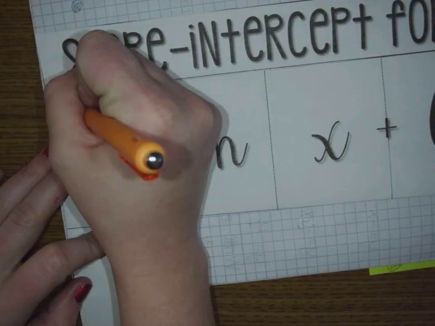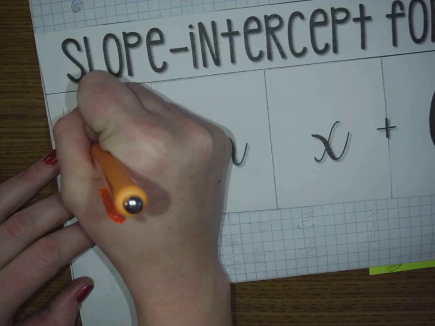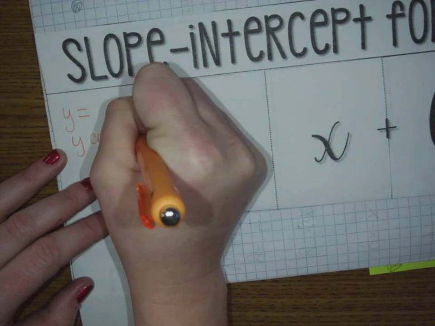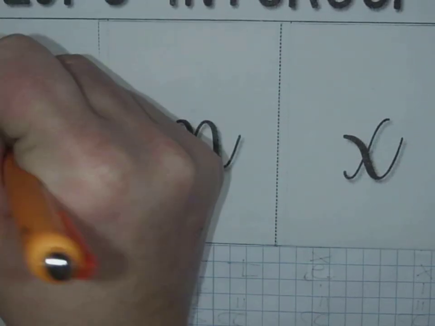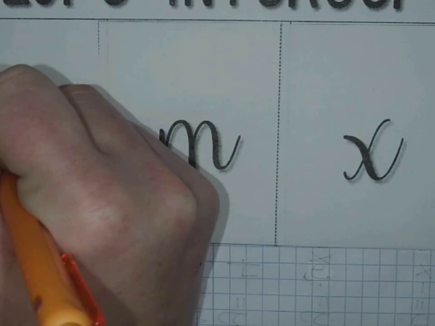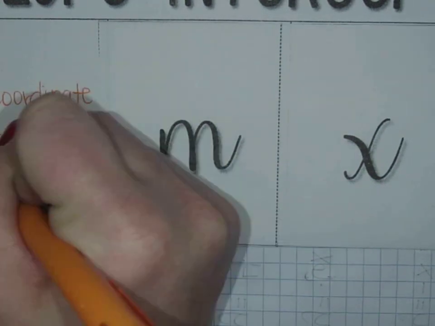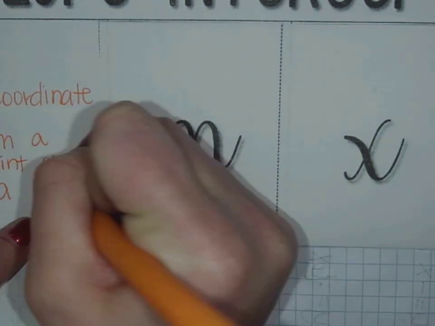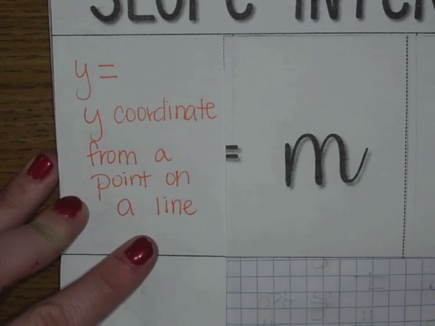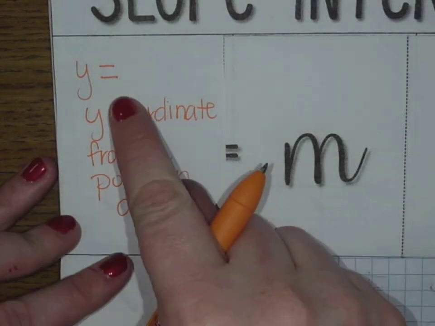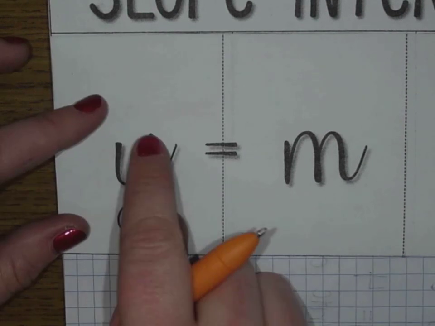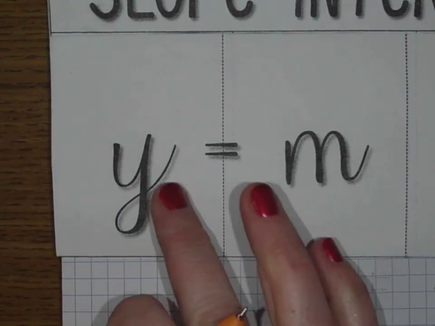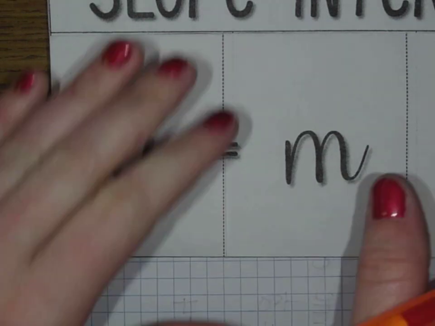So the y is the y coordinate from a point on a line. So the y equals the y coordinate from a point on a line. So y, usually when we have equations, the y is just going to always be there.